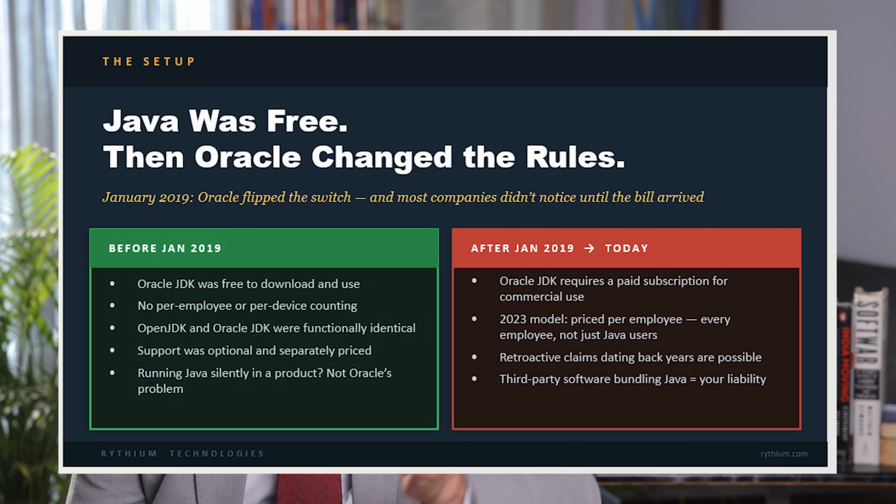Look at the right column on the screen. That last point is the one that catches companies completely off guard. If a third-party application you bought ships with Oracle JDK bundled inside it, that's your liability, not the vendor's. You didn't install it. You didn't even know it was there. You didn't even ask for it. But Oracle doesn't care. Oracle wants you to pay for it.